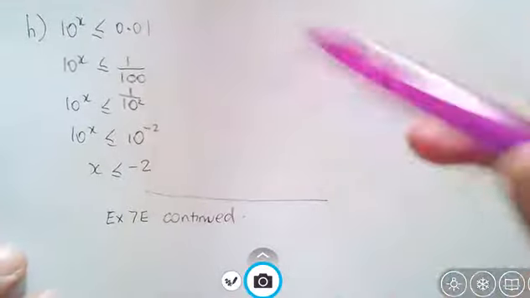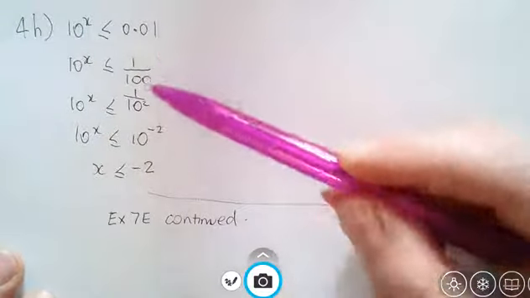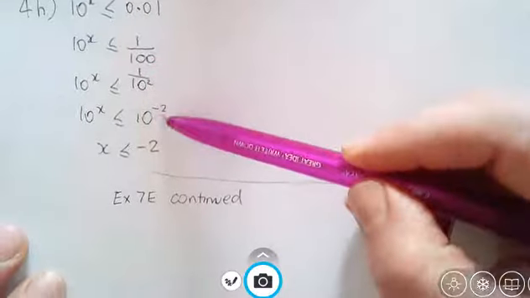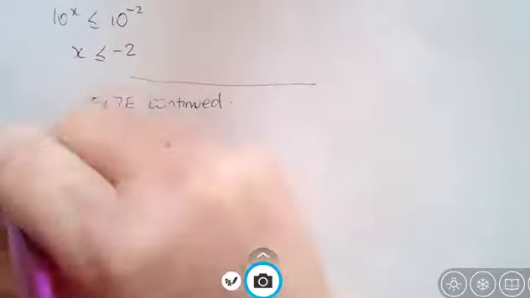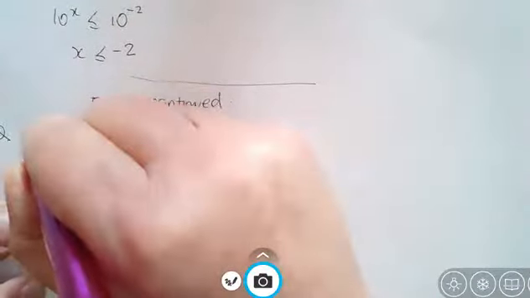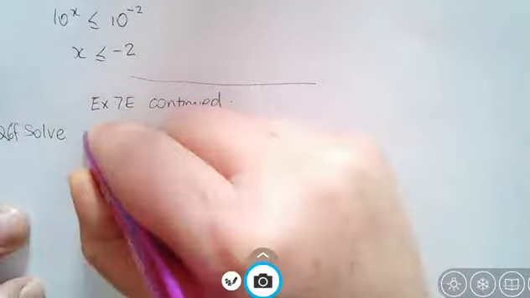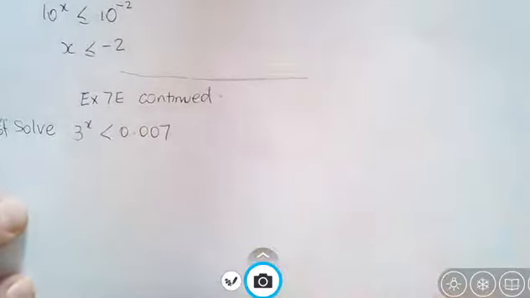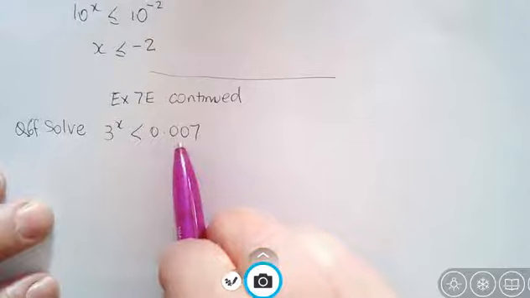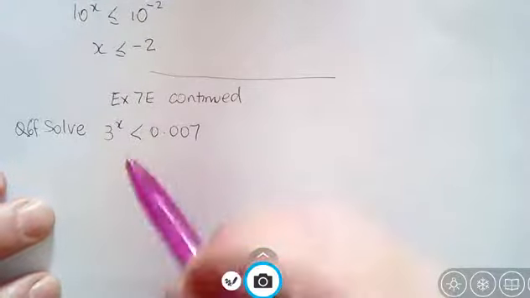In question 4, H, 0.01 could be written as 1 over 10 squared, or 10 to the power of -2. So we were able to solve those. Now, in question 6, however, if you're trying to solve something like question 6F, solve 3 to the power of x is less than or equal to 0.007, you cannot write 0.007 as a number with base 3.